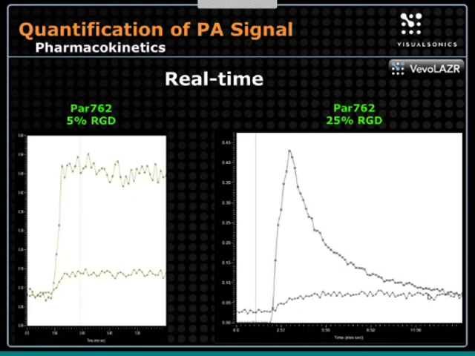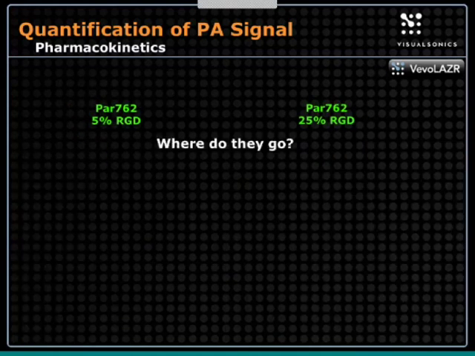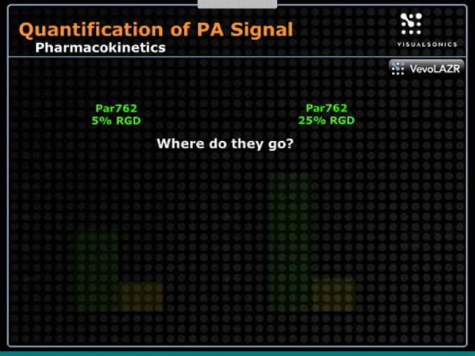So this is a really powerful way to look at this real-time pharmacokinetics. We can really see what's happening with these particles. The next question is, well, okay, they're coming out of the circulation, but where are they going? Why this difference? And can we see this difference somewhere else, in the anatomy of the animal?